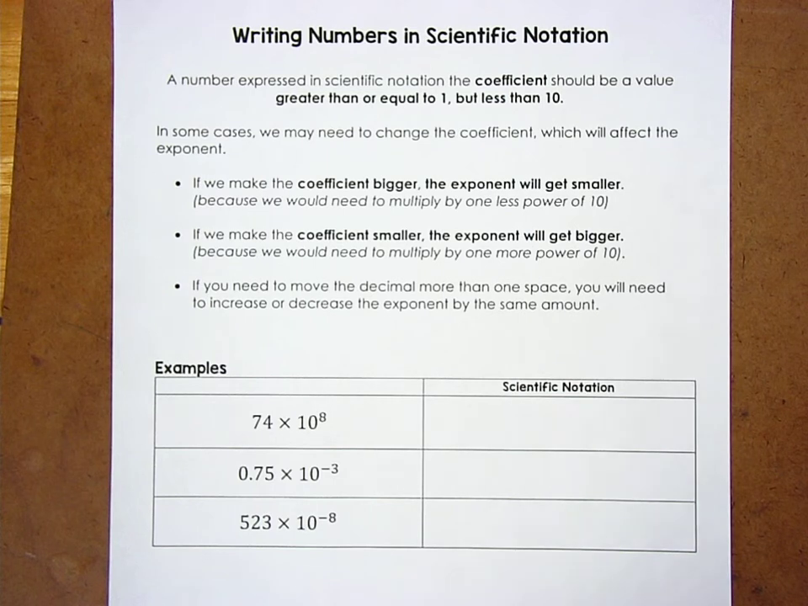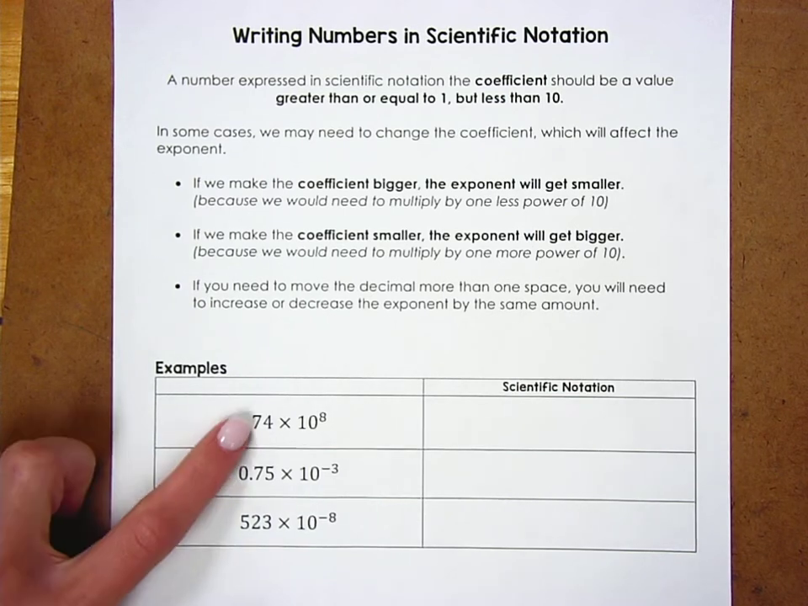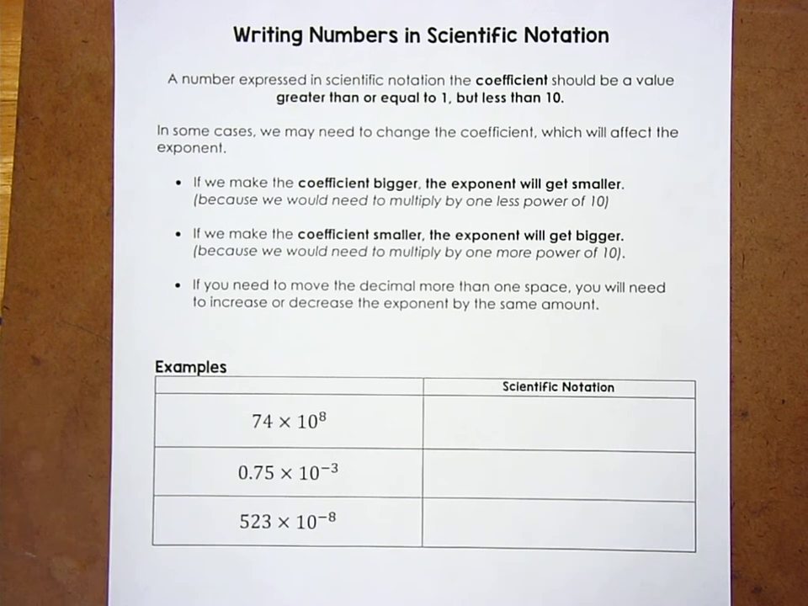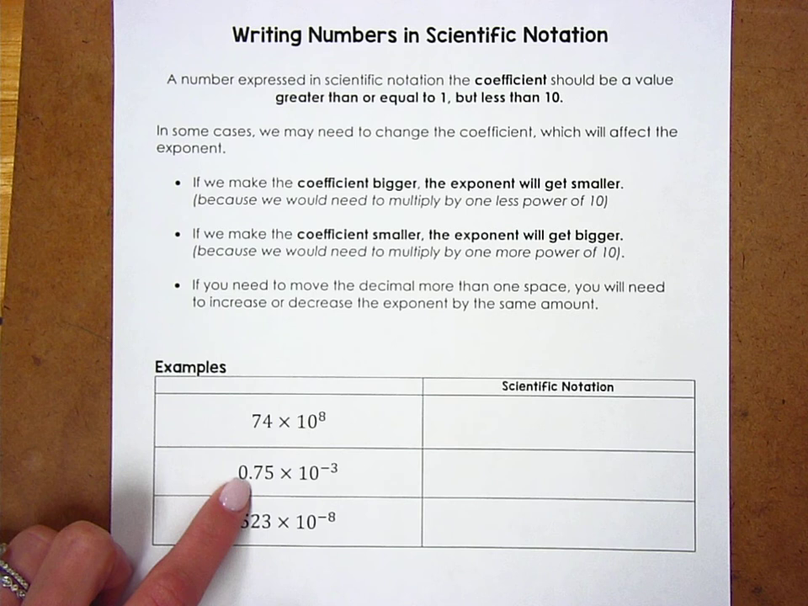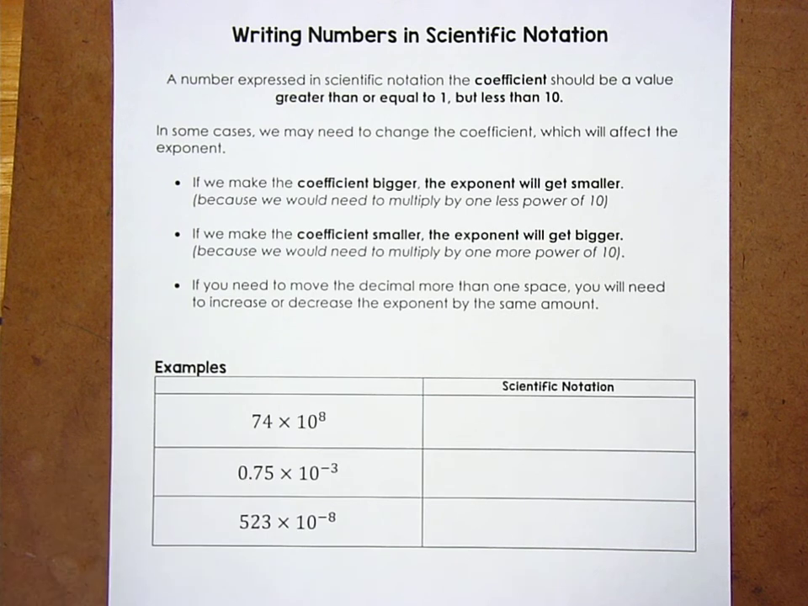In some cases, we may have a number that's expressed as a multiple power of 10, like 74 times 10 to the 8th or 0.75 times 10 to the negative third, but they're not expressed in scientific notation. In these cases, we may need to change the coefficient, which will affect the exponent attached to our base of 10. So if we have to make our coefficient bigger, for example, in the 0.75 times 10 to the negative third, then our exponent will end up getting smaller.